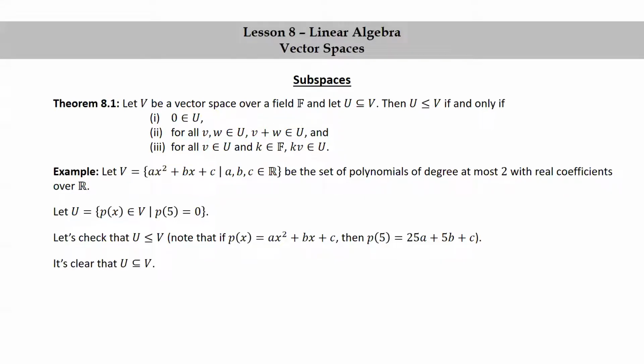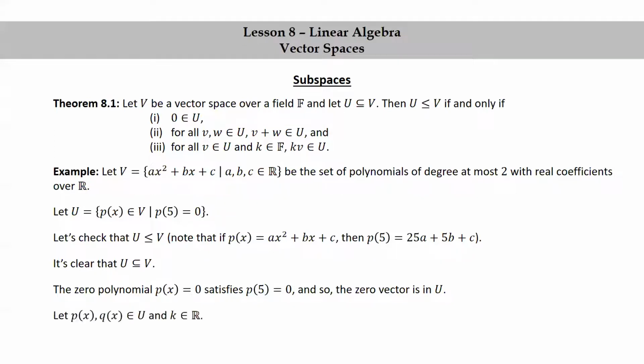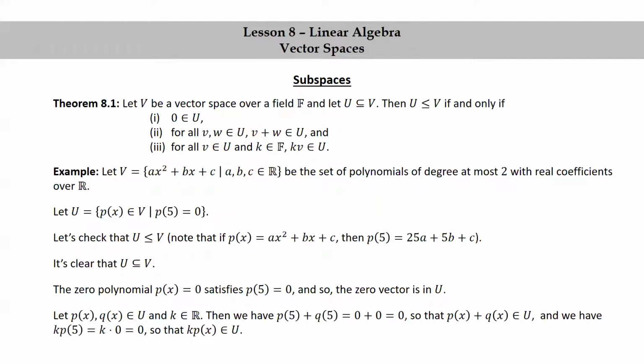It's clear that U is a subset of V. The zero polynomial p(x) equals 0 satisfies p(5) equals 0, and so the zero vector is in U. Let p(x) and q(x) be in U and k in R. Then we have p(5) plus q(5) is 0 plus 0, which is 0, so that p(x) plus q(x) is in U. And we have k times p(5) equals k times 0 equals 0, so that k times p(x) is in U. By theorem 8.1, U is a subspace of V.